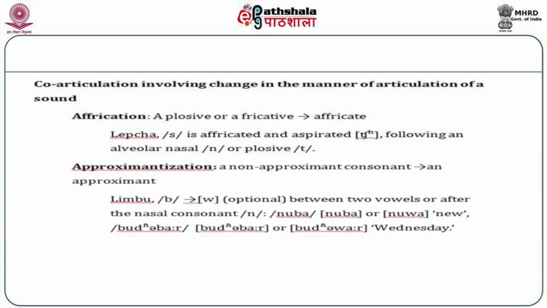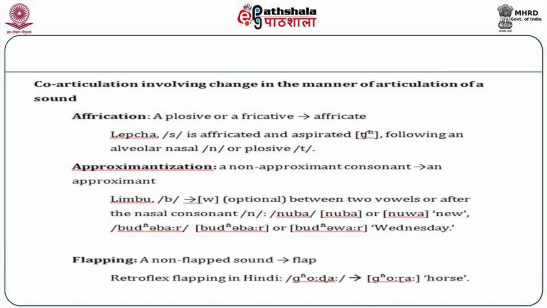Approximatization takes place when a non-approximant sound becomes an approximant sound, such as w or ya. We have many examples of b becoming a w or a j becoming a ya. Some examples are given here. In Limbu, for example, b becomes w optionally, such as nuba is pronounced as nua. Budhabar is pronounced as budhavar. This is an optional case.